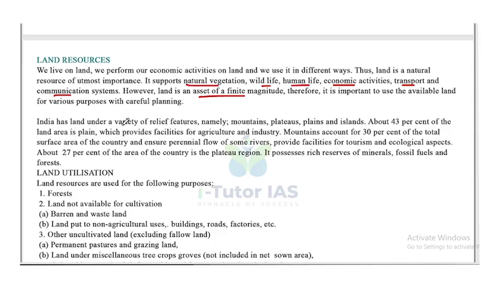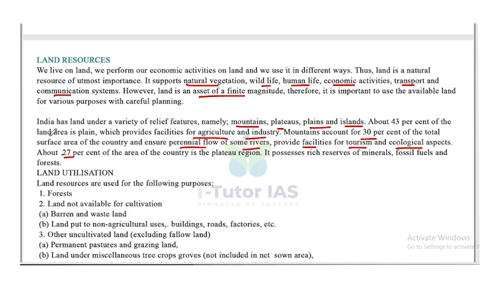India has land under a variety of relief features, namely mountains, plateaus, plains, and islands. About 43% of the land area is plain, which provides facilities for agriculture and industry. Mountains account for 30% of the total surface area of the country and ensure perennial flow of some rivers and provide facilities for tourism and ecological aspects. About 27% of the area of the country is plateau region and it possesses a rich resource of minerals, fossil fuels and forest.